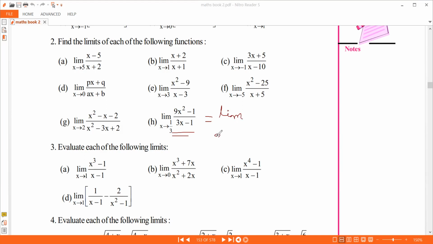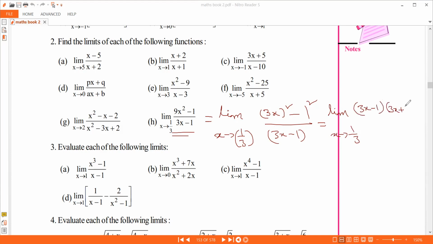We can write it like this. Limit x tends to 1/3. See, 9x square I can write as 3x whole square minus 1 square, divided by 3x minus 1. That is nothing but limit x tends to 1/3 of 3x minus 1 into 3x plus 1, a plus b into a minus b split, divided by 3x minus 1. So your indeterminate term 3x minus 1 is out. Now you can substitute x equal to 1/3. So you get 3 into 1/3 plus 1, that cancels out to be 1. So it's 1 plus 1, which is equal to 2.